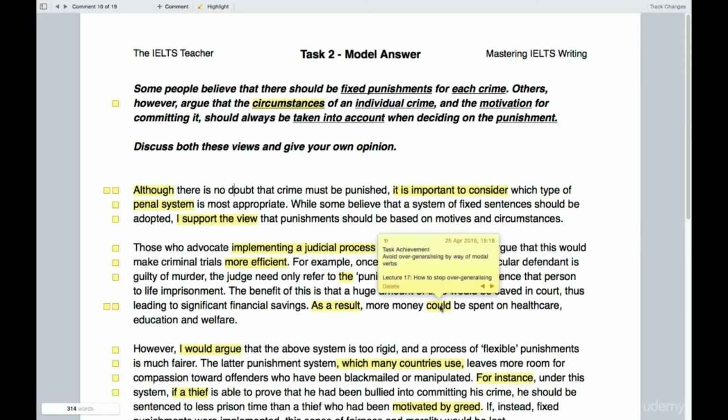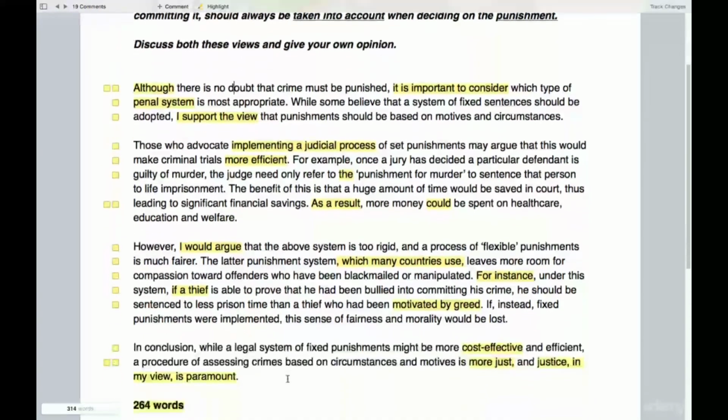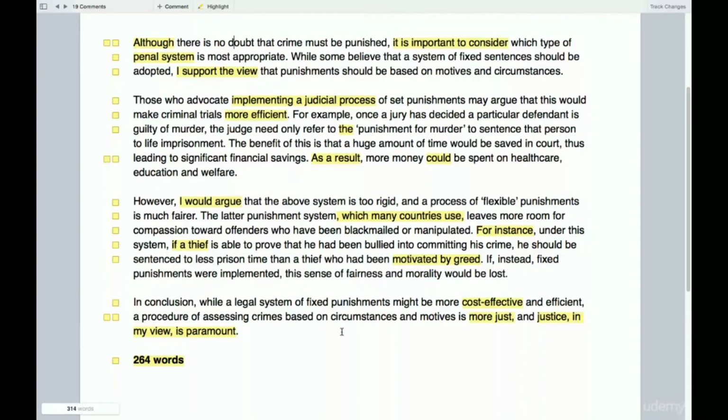And we have the word could here, which is a modal verb, and we're using this modal verb to avoid overgeneralizing. And this again helps us to score Band 7 and above in task achievement. And you can learn about this in Lecture 17, how to stop overgeneralizing. Let's move to the second body paragraph.